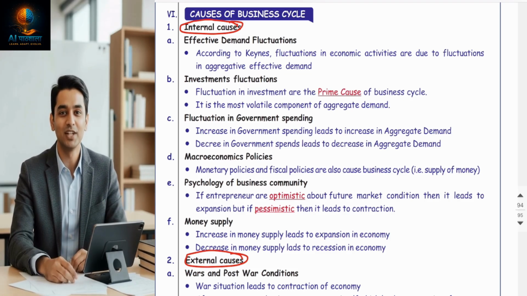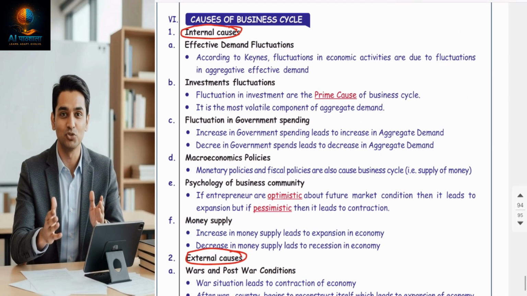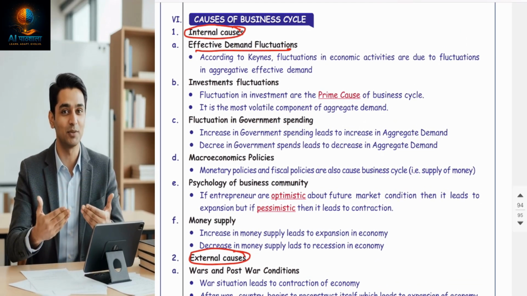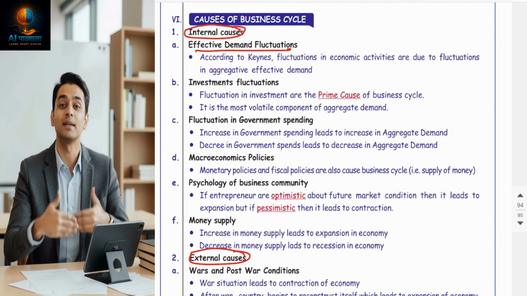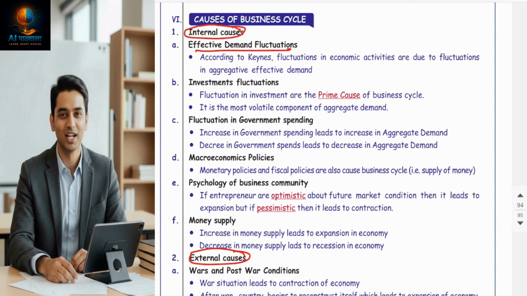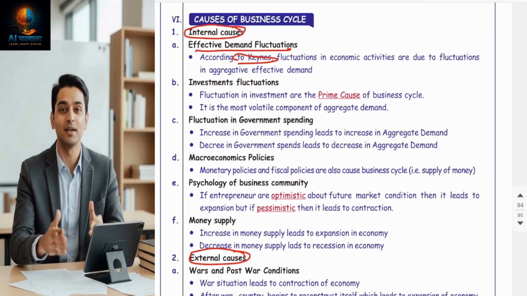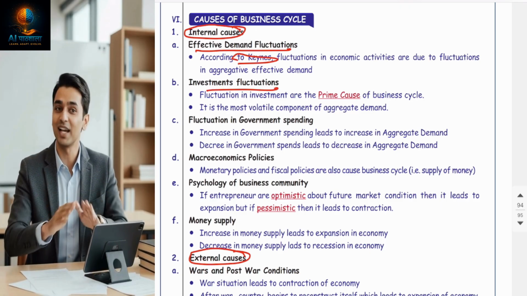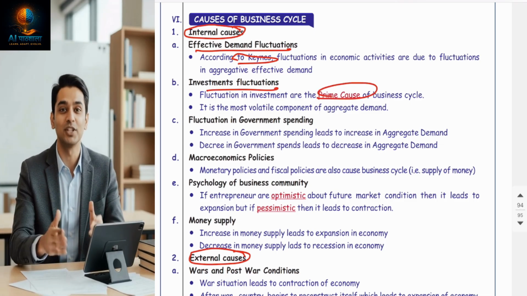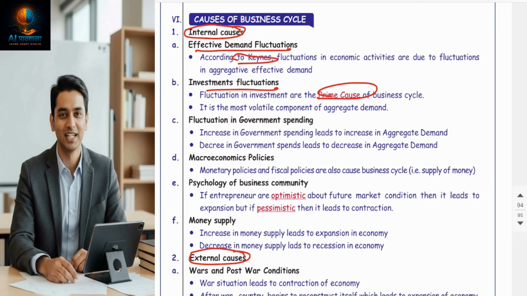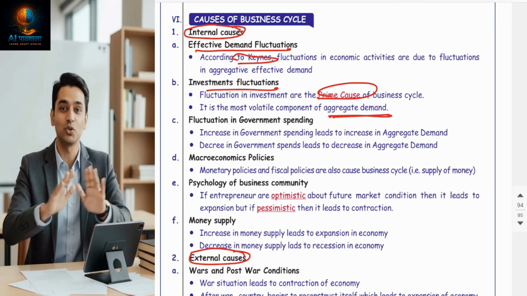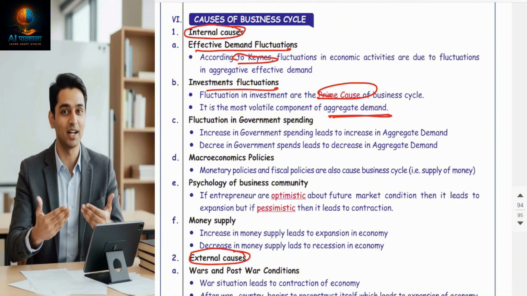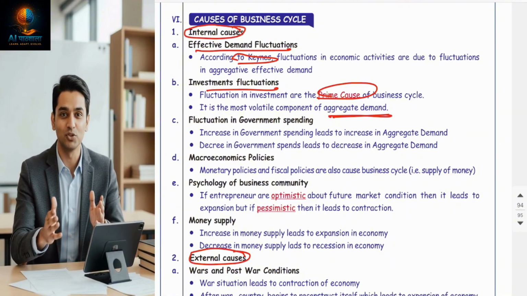So let's go through internal causes one by one. Now, these causes have been derived from economists' views. First is demand fluctuations. Yes, changes in total demand directly cause expansion and contraction. Keynes has already said that. Second is investment fluctuation, the most important cause, because when investment goes up or down, business activities follow it. More investment brings expansion, less investment brings slowdown.